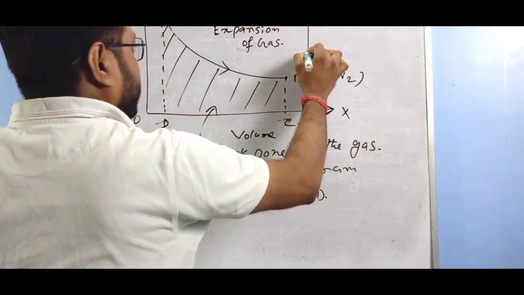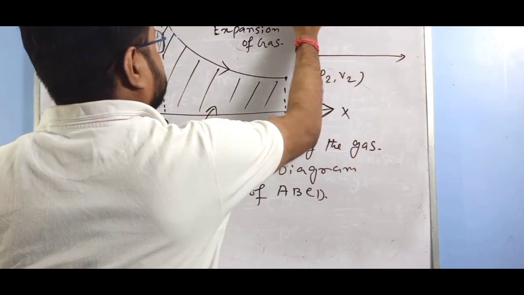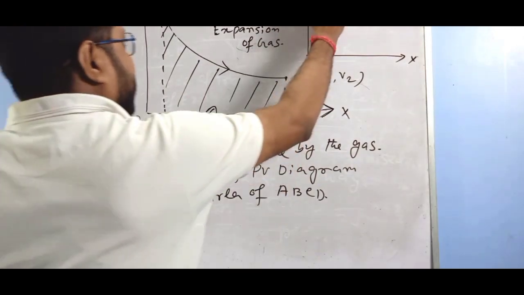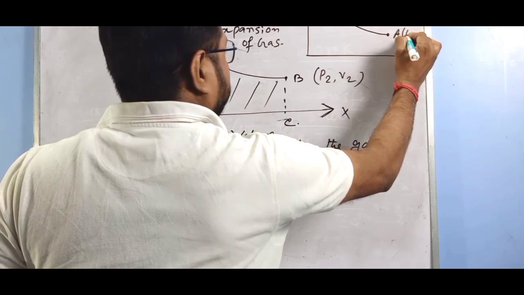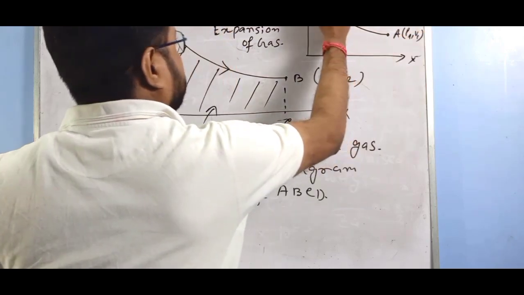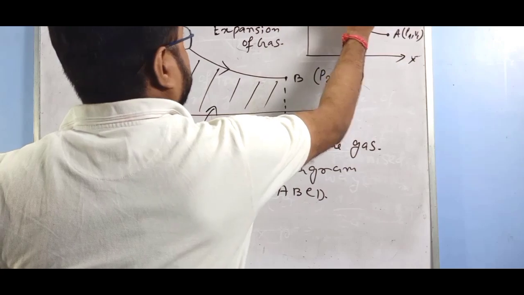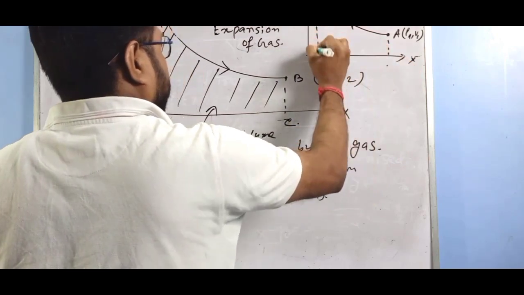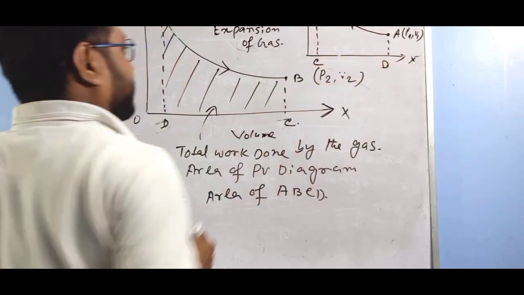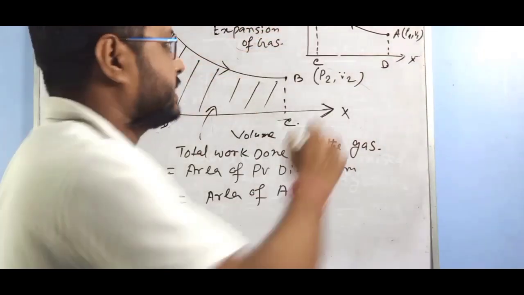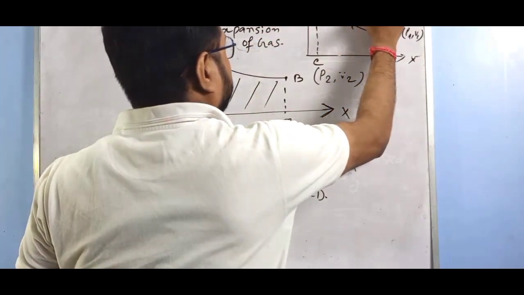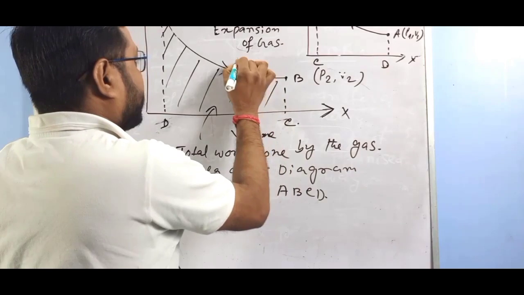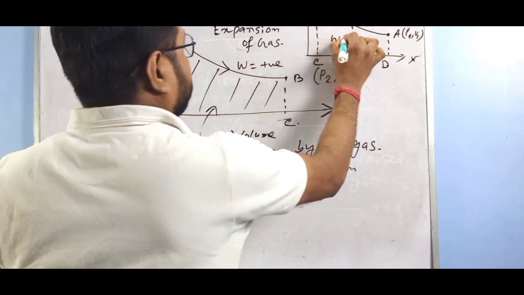Now if the gas is compressed instead of expansion, then the diagram will be the same, but here point A is P1 V1, but the point B goes up to P2 V2 and the direction is reversed in this case. Here this is C and this is D. What is the difference between the two graphs? This is compression of gas. Here work done is positive, here work done is negative.